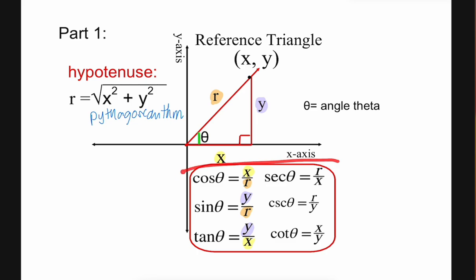I'm not sure why it didn't go in quite the right order there, but now that we have what we're looking for as far as how to build that reference triangle anywhere on the Cartesian plane, we need to look at some examples. So once everybody's ready, we will look at an example.